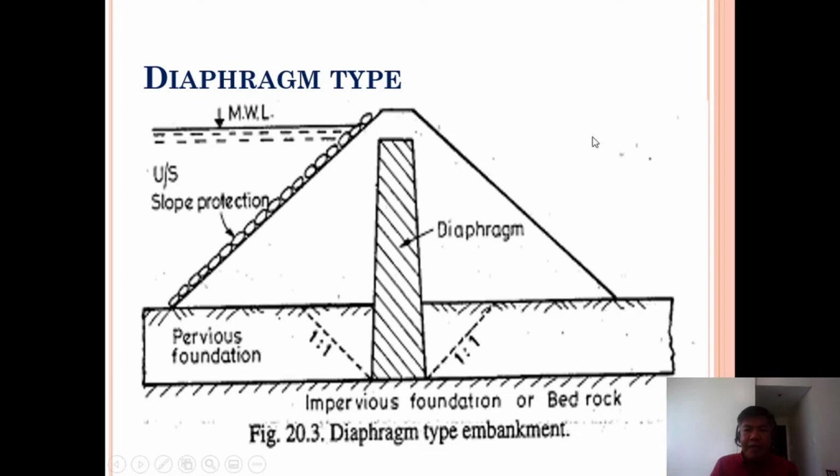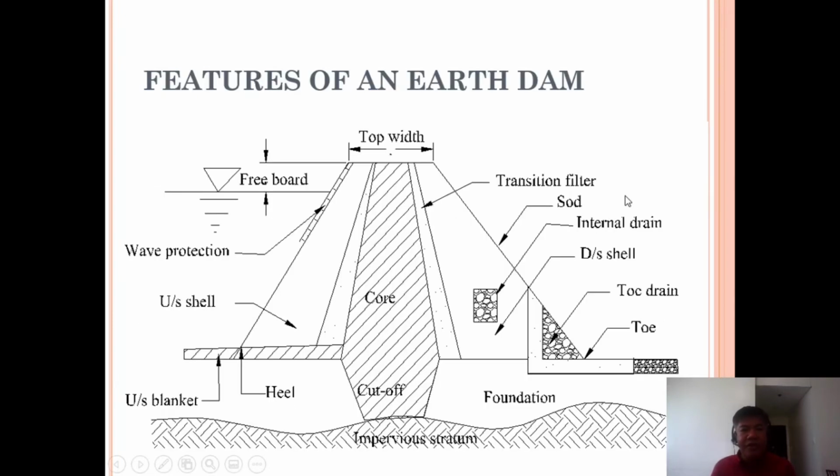So for the diaphragm type, you can see there is a core membrane here, which is called the diaphragm. It is directed to the pervious foundation. And of course below that is your bedrock or the impervious foundation. Then you also have the slope protection and so on. So this one has different materials for the diaphragm. We'll try later if we can have a sample of the diaphragm type of embankment dam in the simulation.